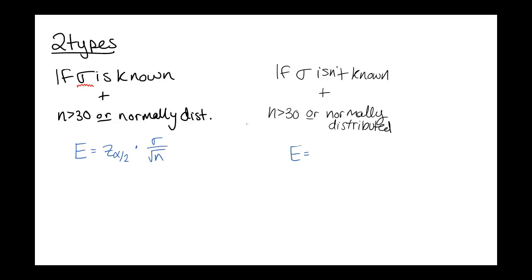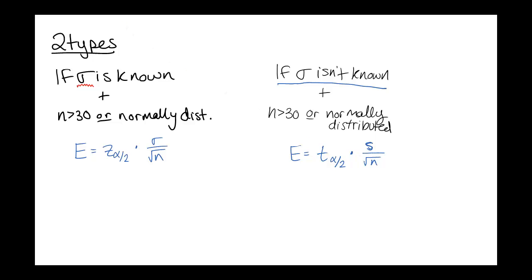But if sigma isn't known, that puts us over in this category. We can't use this same computation because we don't have the sigma value. So what we use instead is a different kind of critical number. This is a t alpha over 2. This is still a critical number, but it's using a different distribution. And then the rest of this would be s over root n. So they look pretty similar, but here we're using s, the standard deviation of the sample, and that is typically something that we would be able to compute.